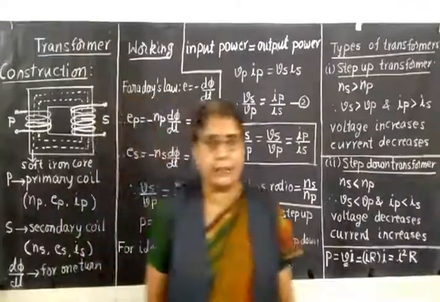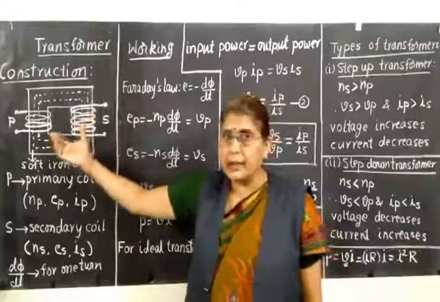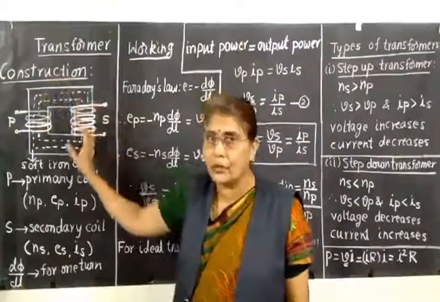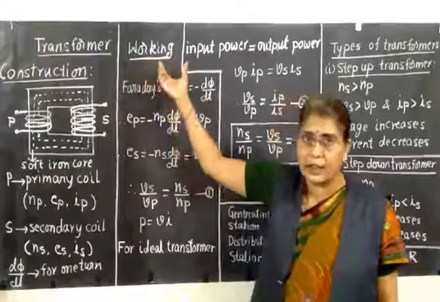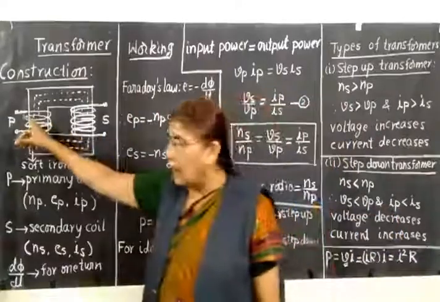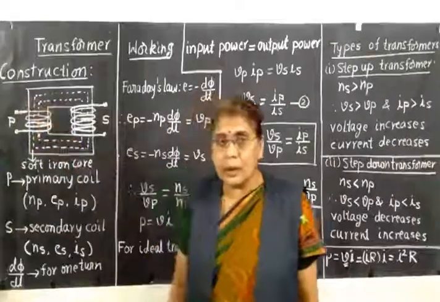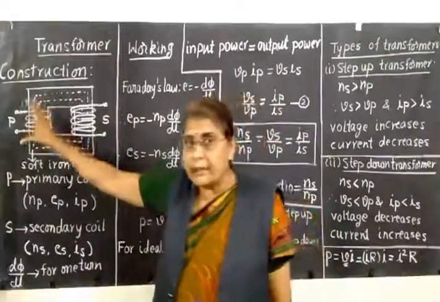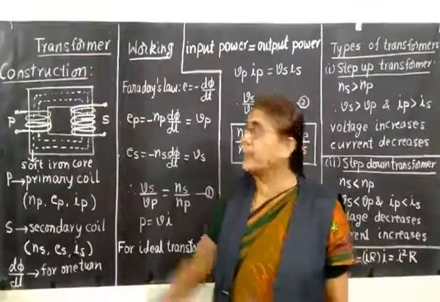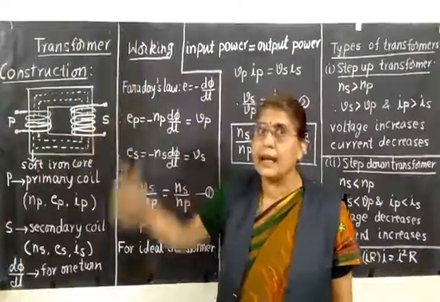So let us revise what points we have done just now. First, we have described the construction of a transformer. It consists of two coils wound on the same soft iron core. Then we have seen the working of a transformer. Whenever alternating voltage is applied to the primary, alternating current flows through the primary. Therefore, flux linked with the primary coil changes, and hence the flux linked with the secondary also changes. Therefore, an EMF is induced in the primary coil and an EMF is also induced in the secondary coil.